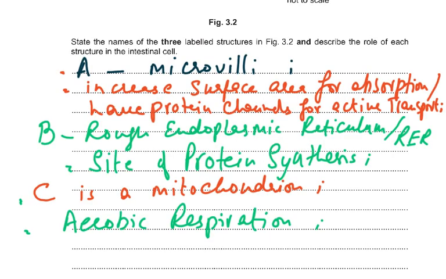So microvilli increase the surface area for absorption, or you can say increase the surface area for protein channels for active transport. B is the rough endoplasmic reticulum. Its function is a site of protein synthesis because that's where the amino acids are put together to make a protein. And C is a mitochondrion, and that is required for aerobic respiration. Now, this aerobic respiration is underlined, so you have to use this word. You can't use anything else. So it has to be aerobic respiration.